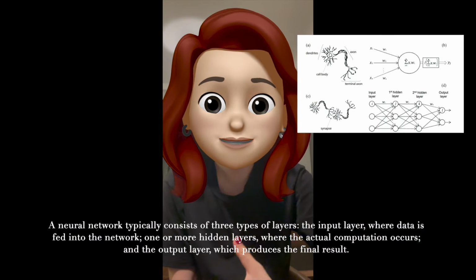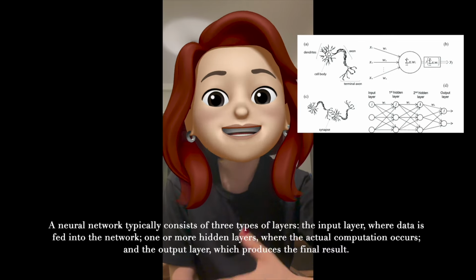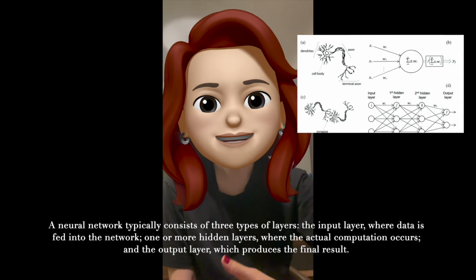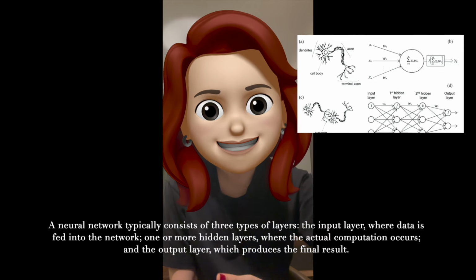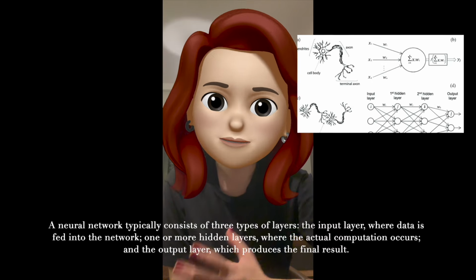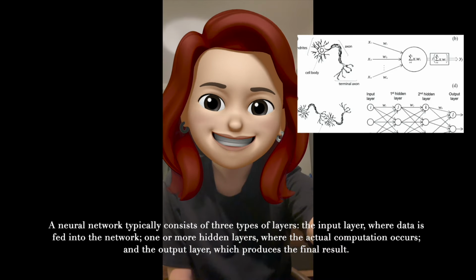A neural network typically consists of three types of layers: the input layer, where data is fed into the network; one or more hidden layers, where the actual computation occurs; and the output layer, which produces the final result.